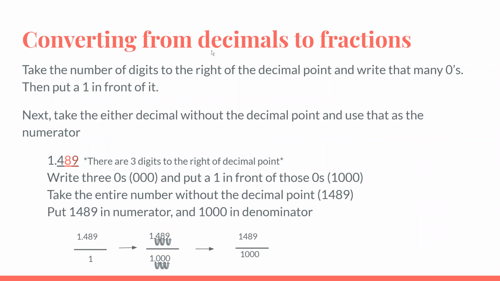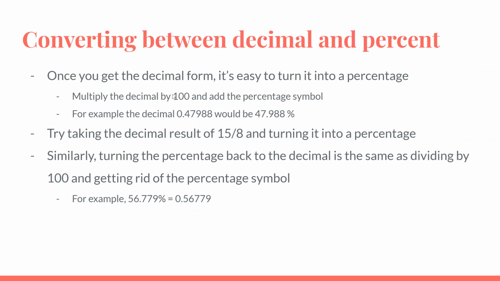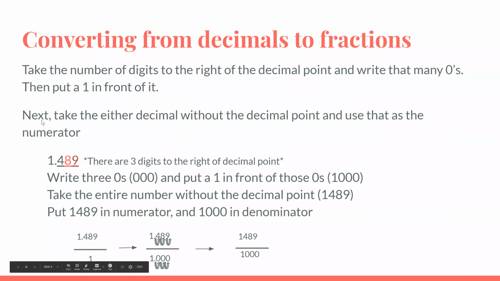All right, so converting from decimals to fractions. First you want to take the number of digits to the right of the decimal point and write that many zeros. Then put a 1 in front of it. Next, take the decimal without the decimal point and use that as the numerator.